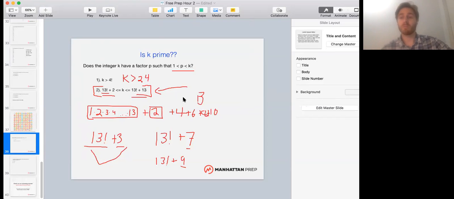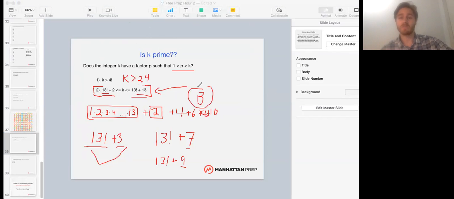So the answer to this problem was B, okay? Because statement 2 is sufficient. We don't know what number k is, but it's not prime.